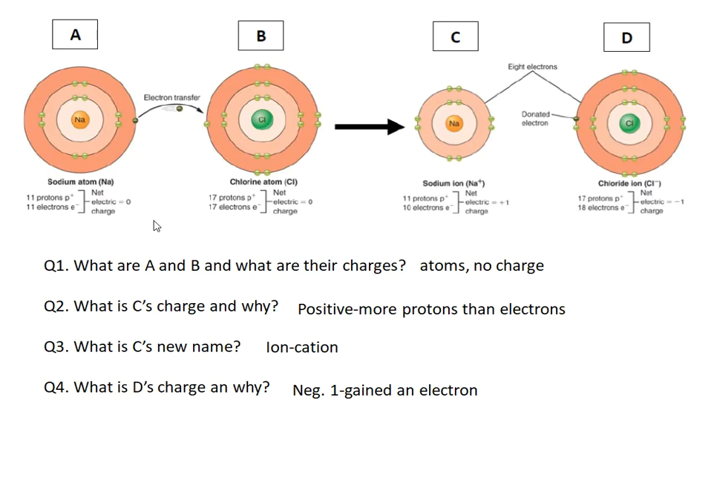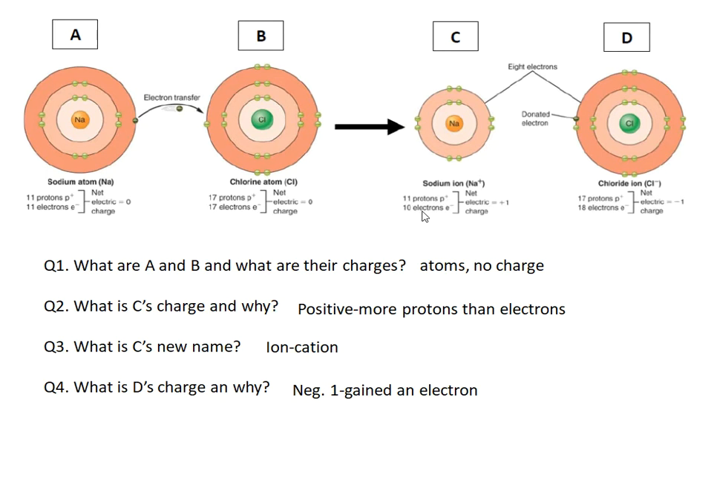What do we have here? On the left of the arrow, our reactants, we have two atoms, a sodium atom and a chlorine atom. And the sodium atom is donating an electron to the chlorine atom. That yields ions on the right side of the arrow. So we have a sodium ion and a chloride ion. They are charged because the sodium donated an electron.